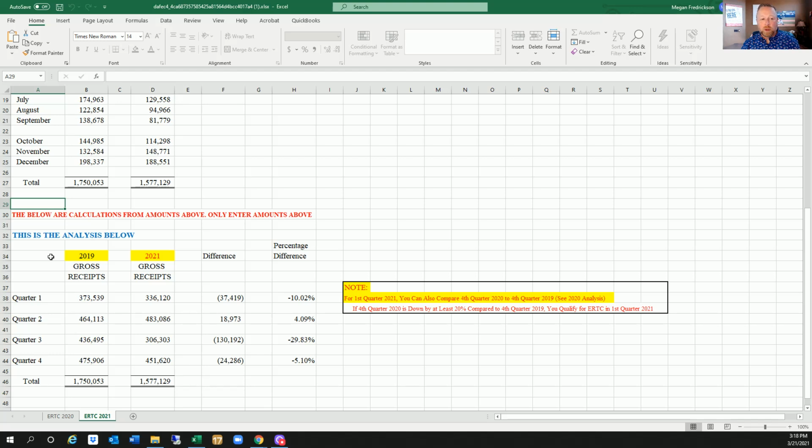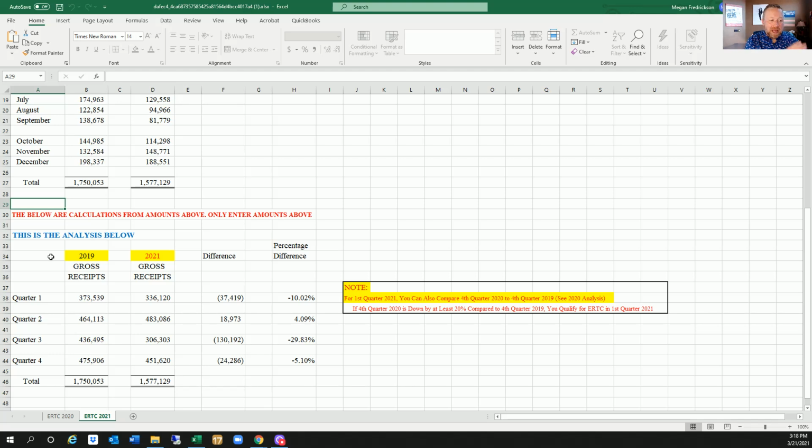So in 2021, as we know it right now, March 21st, for second quarter, you need to be down 20%. The fact that the business qualified in first quarter has nothing to do with second quarter. Second quarter just needs to be down at least 20%, second quarter 2021 compared to second quarter 2019. Okay? There's no comparison of 2021 to 2020 anywhere you look.